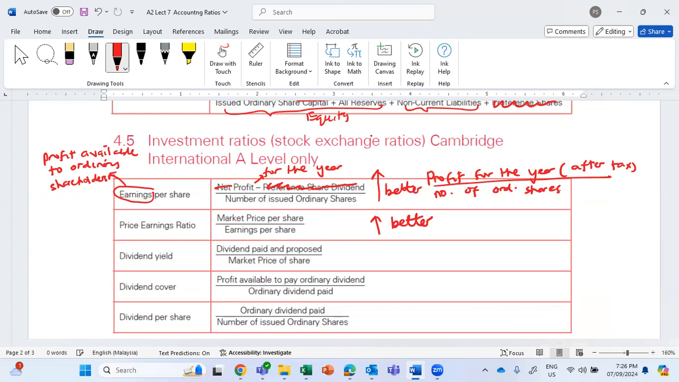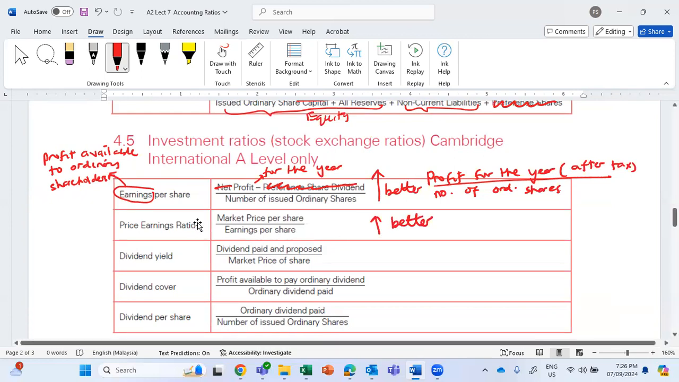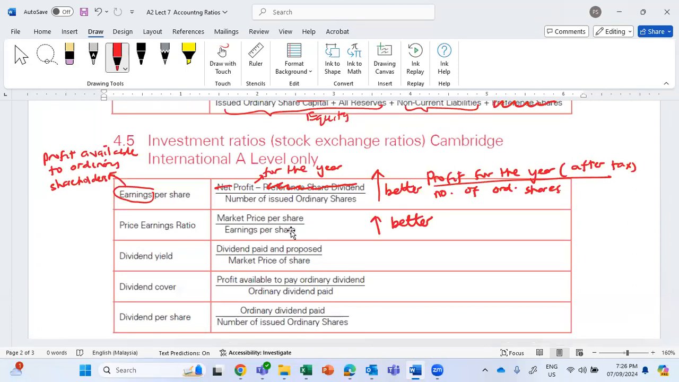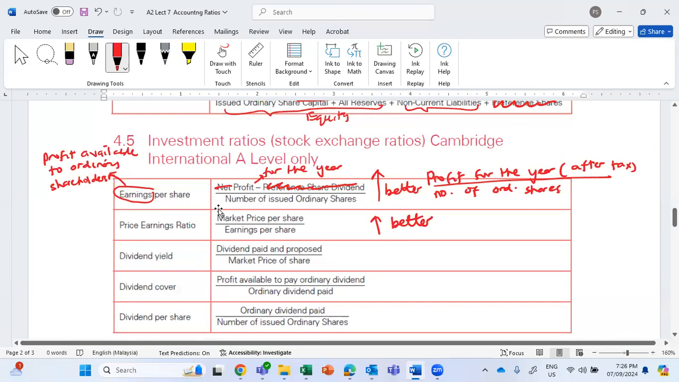A high PE ratio indicates investors' confidence in the company. See, it's reflected here. When investors are confident about a company, they would like to buy the share of that company. So that means when they're trying to buy the share, the demand for the company shares is there. So whenever there's high demand, that'll push up the market price, right? So that means your numerator will be maximized or increasing. So that will increase the entire answer.